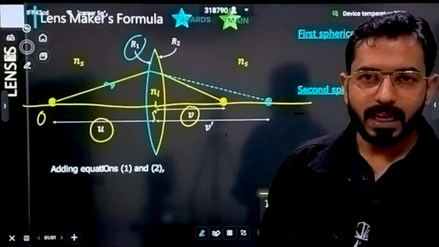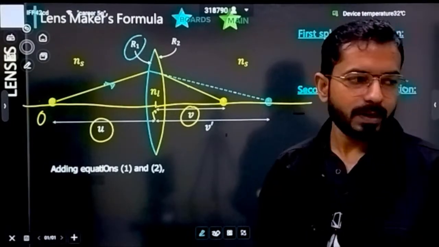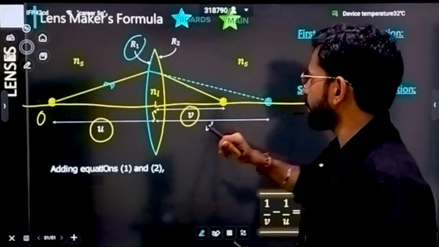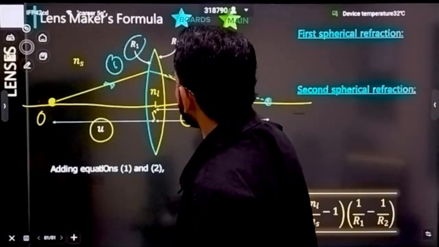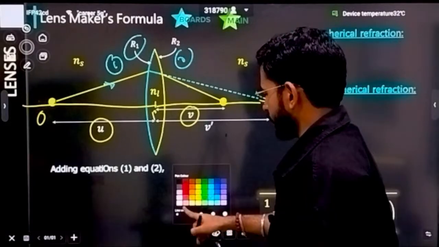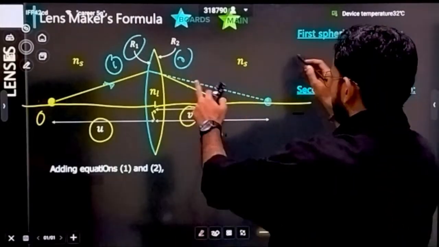Nr by V minus Ni by U is equal to Nr minus Ni divided by R. Correct? So let's apply this. What is the incident medium? This is the incident medium. This is the refractive medium. Now let's apply the formula. What will we be writing? Tell me.